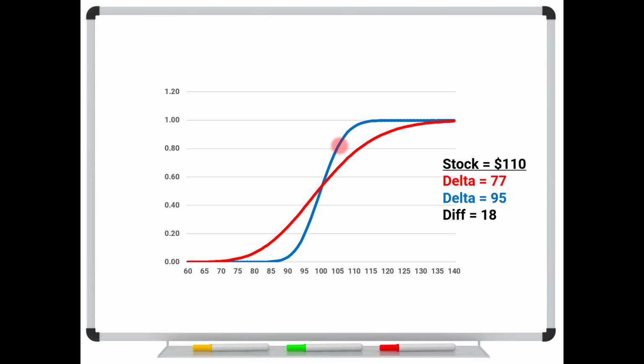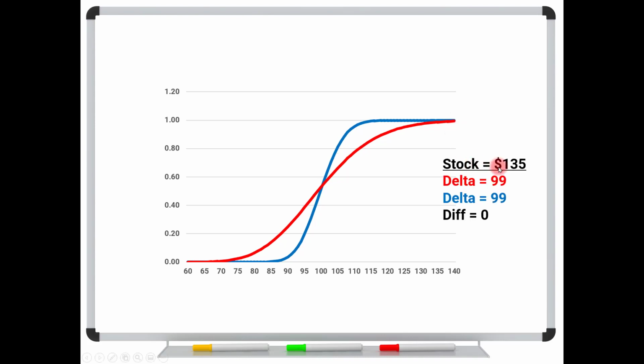Now, what would happen if the stock is up at 110? The longer dated option will have a delta of only 77, while the short-term option will be way up here at 95. So that's only a 10% move in the stock, and look at the difference in those deltas. Now we're up to an 18 delta difference. So you can see if we look at these two lines vertically, that gap gets bigger and bigger, and then it will start to narrow as they start approaching delta 1, but that would require the options to be super, super deep in the money before that long-dated option became delta 1.